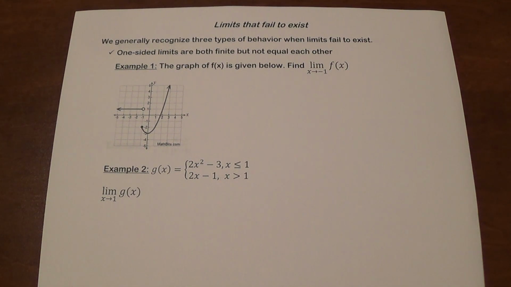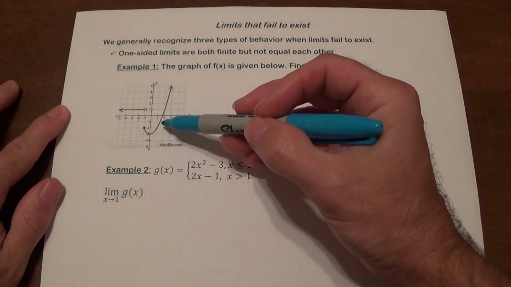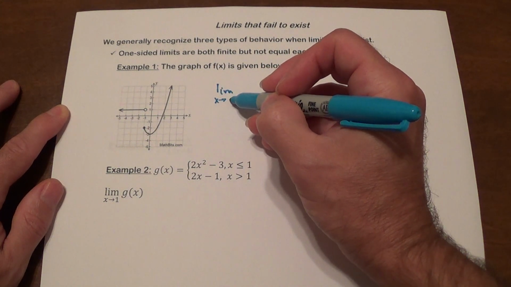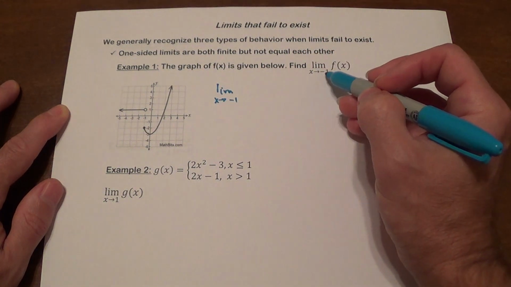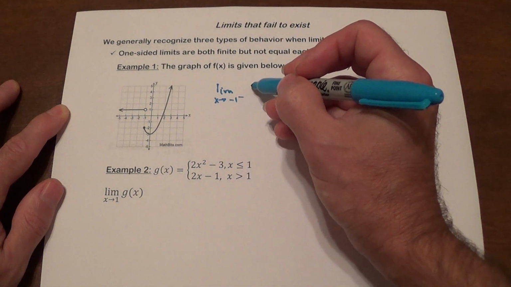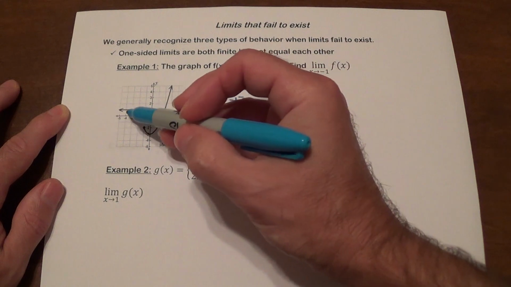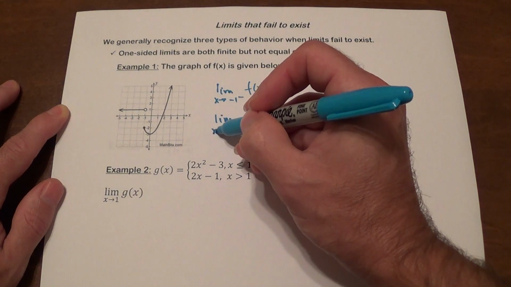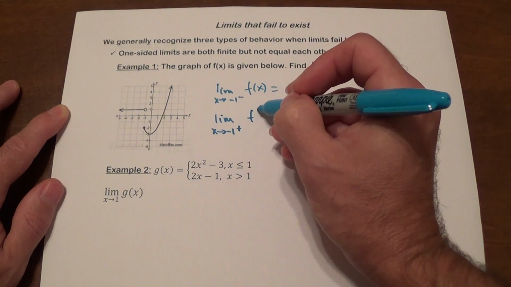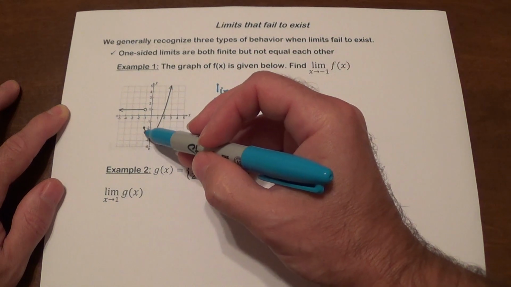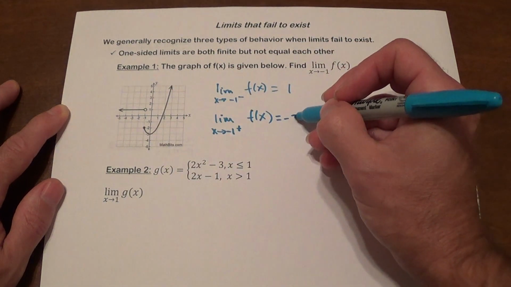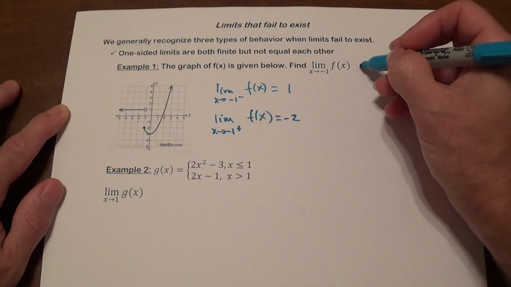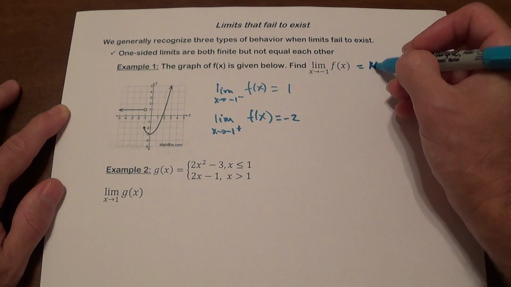Let's take a look at example 1. It's a graphical one, so the graph of f of x is here. If we try to find the limit as x approaches -1 from the left of f of x, on the left it's going to be here and it's going to approach 1. But the limit as x approaches -1 from the right of f of x, approaching from this side, approaches a value of -2. So these two are not going to equal each other, even though they're both finite. So here the answer is going to be the limit does not exist.